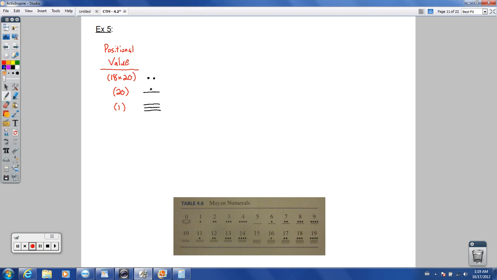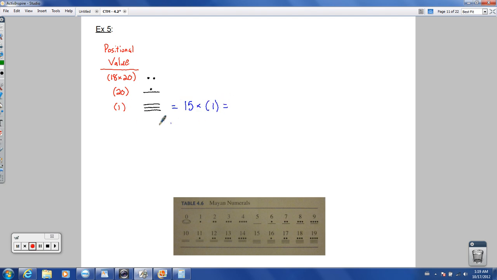Okay, so let's work this out. So how many ones do I have? Well, I have 15 ones. So this part would equal 15 times 1. I don't really need the parentheses there, but I'm just making a connection here. This is the same thing here, so 15 for that. This is 6 times 20. I have 6 groups of 20, in other words. So this becomes 6 times 20, that's 120.